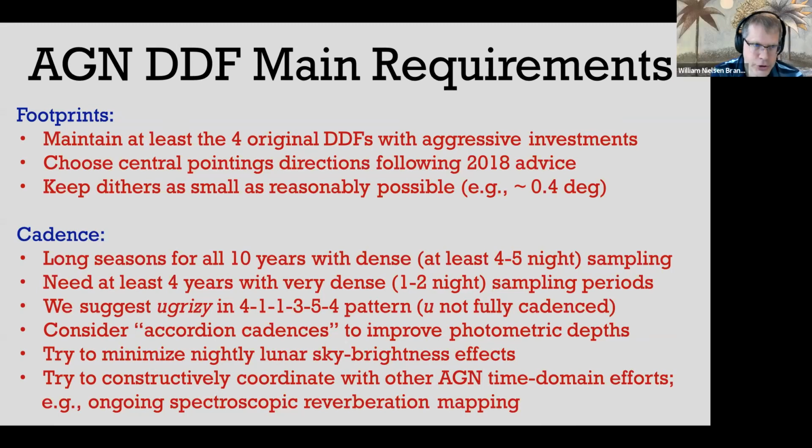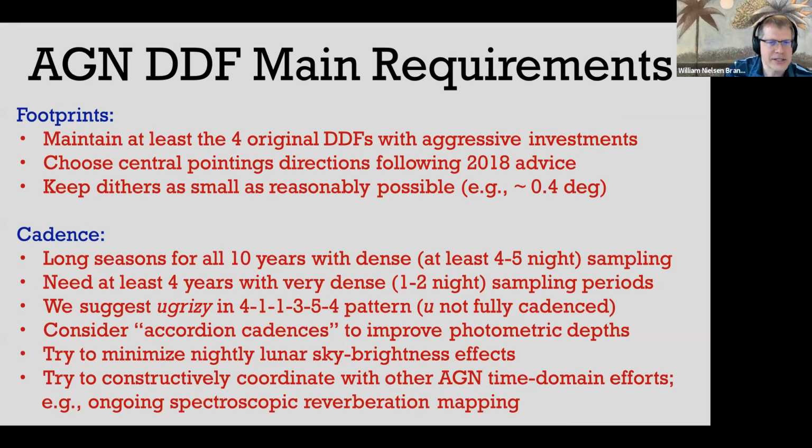Sure. Okay. Well, just quickly, I don't want to burn a lot of time, but the long seasons are a requirement. With that 4 to 5 night sampling, I would think of that as a pretty good requirement. And again, this is all fleshed out in the cadence note and the white paper that we've published. The 4 years with dense 1 to 2 night sampling periods is a requirement. If you don't do that, you're going to lose the accretion disk reverberation lags, for example. This filter balance, well, something like that is a requirement for our science. You need that kind of a broad filter balance to do the accretion disk reverberation mapping, for example.